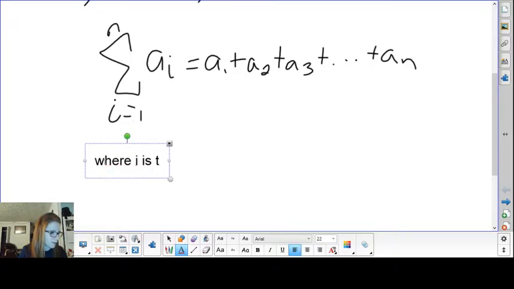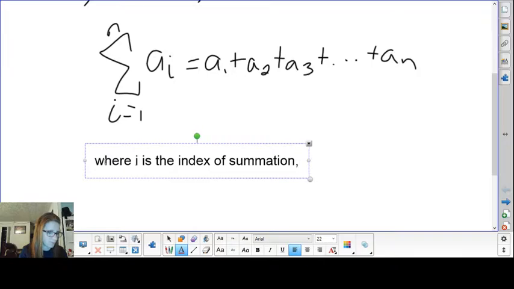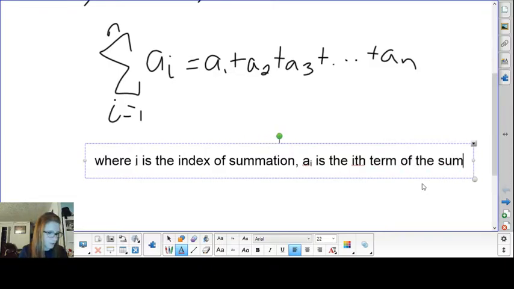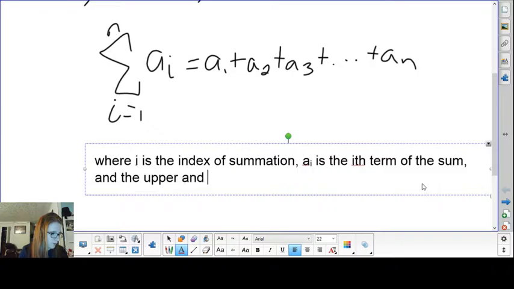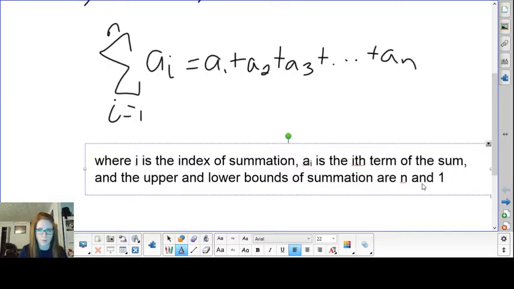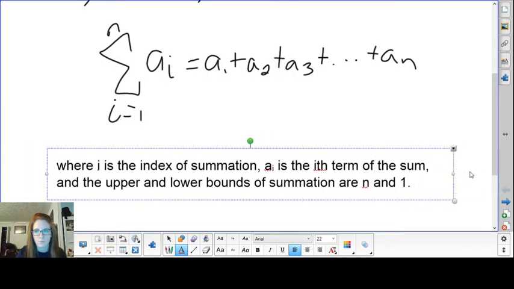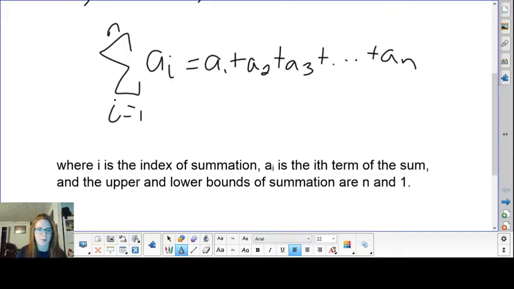That's where i is the index of summation, a sub i is the ith term of the sum, and the upper and lower bounds of summation are n and 1. So we enjoy sums because they allow me to add up a bunch of stuff at once. It deals with geometric series, which we've seen in geometry. Now we can go ahead and talk about finding them and dealing with them with calculus.